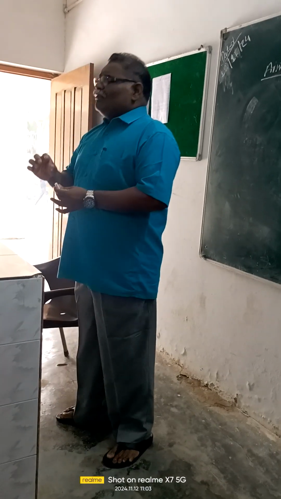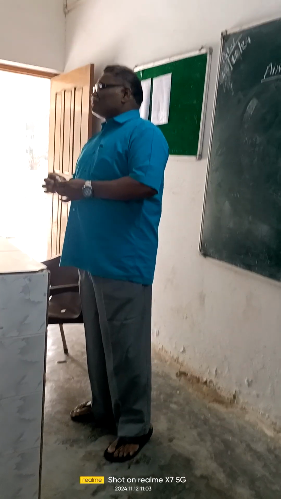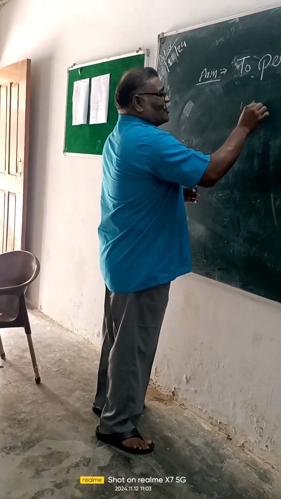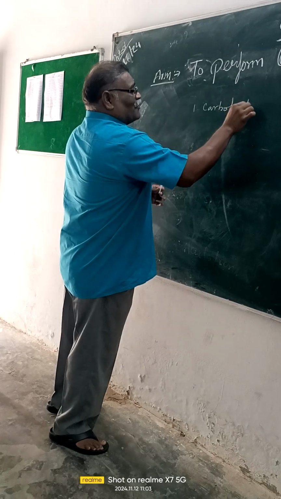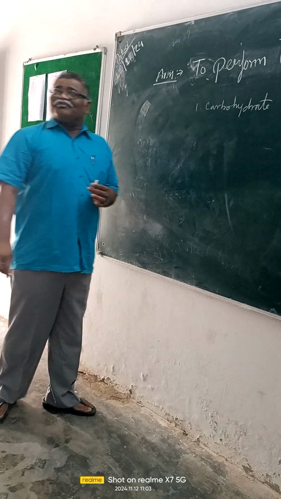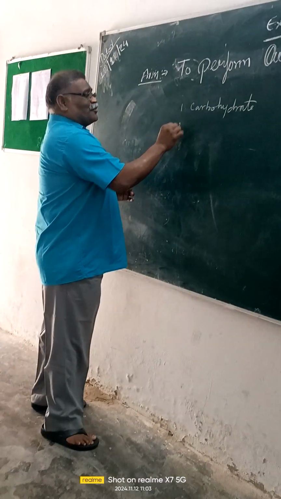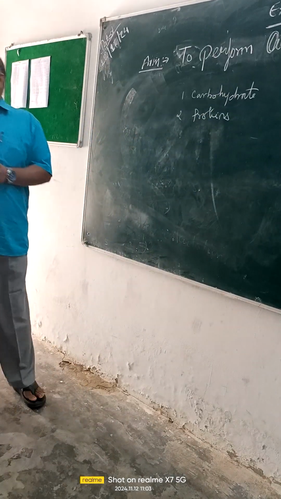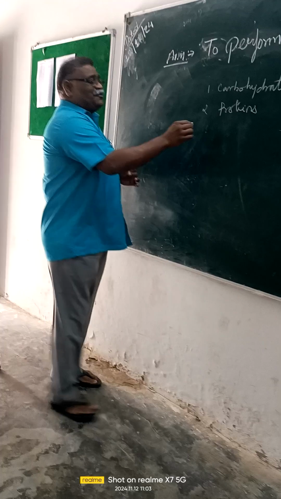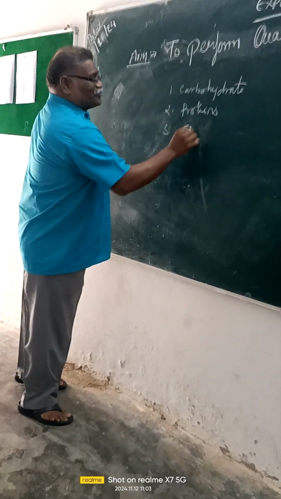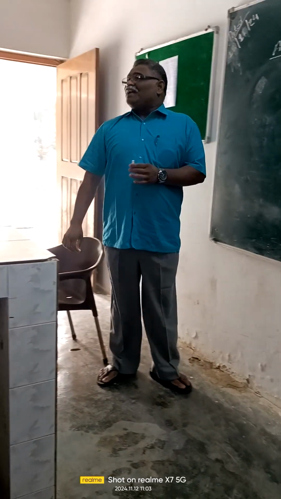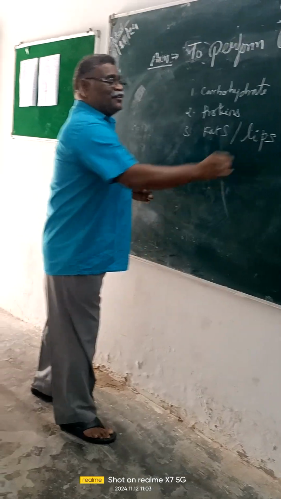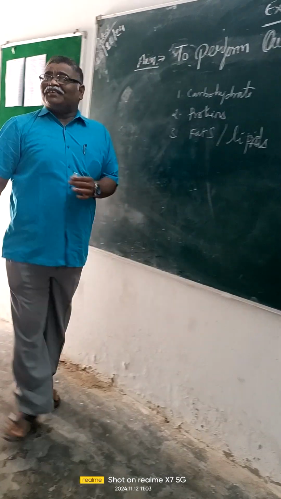They have two important functions in the body. What are they? Number one is carbohydrate. Number two, proteins. Number three, fats, otherwise called lipids. Fats are lipids.